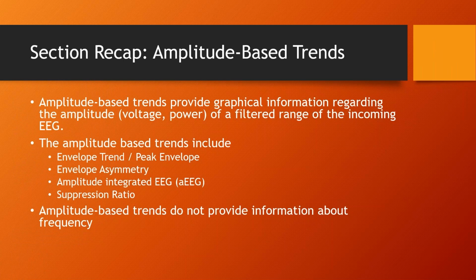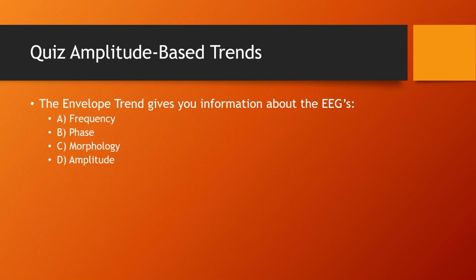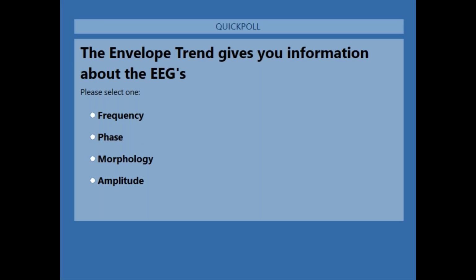So in summary, amplitude-based trends provide information regarding the amplitude. They do not provide frequency information, and these include the envelope, asymmetry, amplitude integrated EEG, and the suppression ratio. So our next quiz, Lori, if you want to launch the next poll: the envelope trend gives you information about the EEG's: A, frequency, B, phase, C, morphology, or D, amplitude.